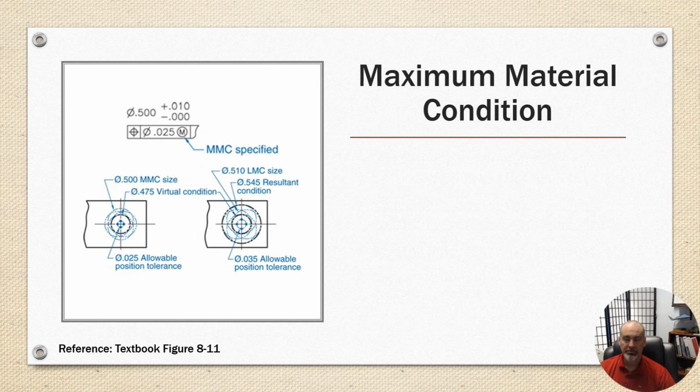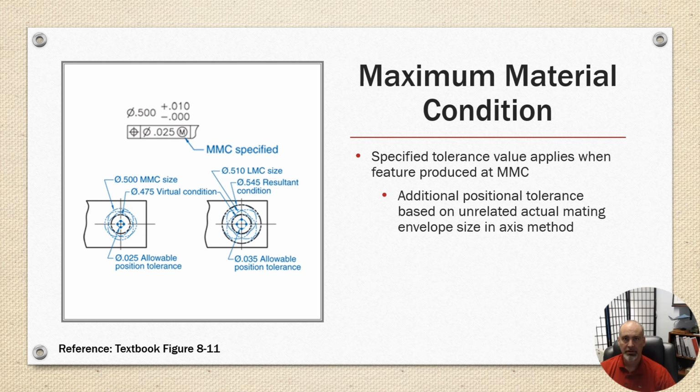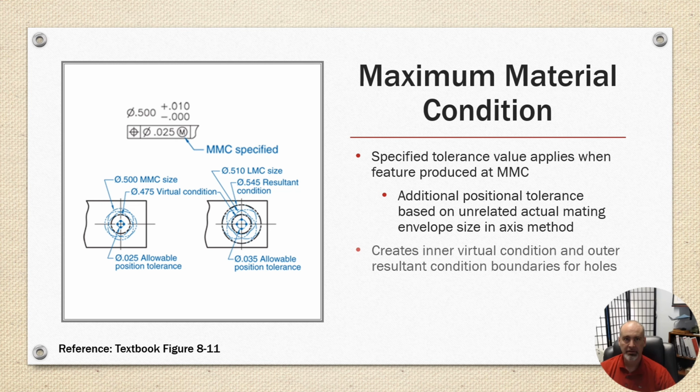Maximum material condition. The specified tolerance value applies when features are produced at maximum material condition. Additional position tolerance is based on the unrelated actual mating envelope size in the axis method. It creates an inner virtual condition and an outer resultant condition boundary for the holes, and is typically for clearance hole applications.